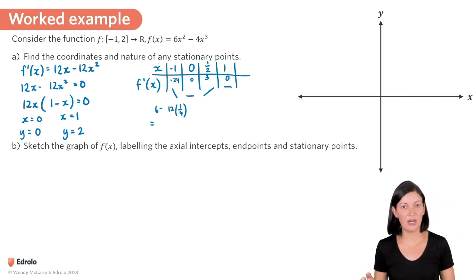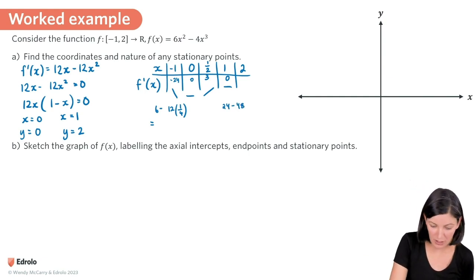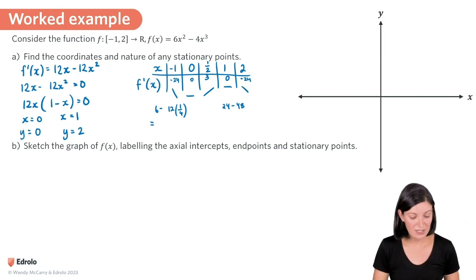Now let's pick a point that is just a bit bigger than 1, so x equals 2. Here I would have 24 minus 48, so that's going to give me minus 24. And again, the graph is negative at that point. So you can see the shape of the curve. I'm going to start to mark these in on my sketch.